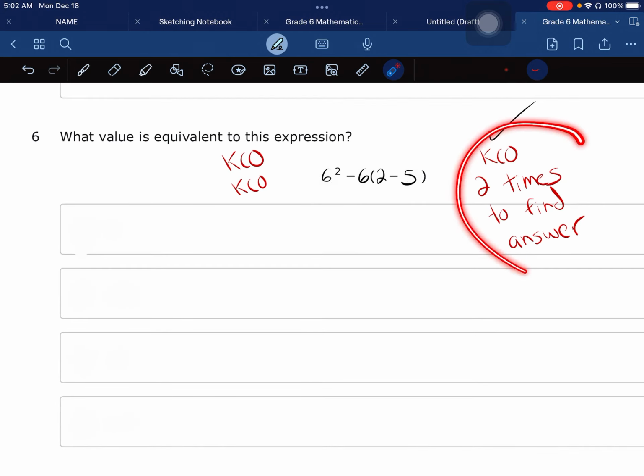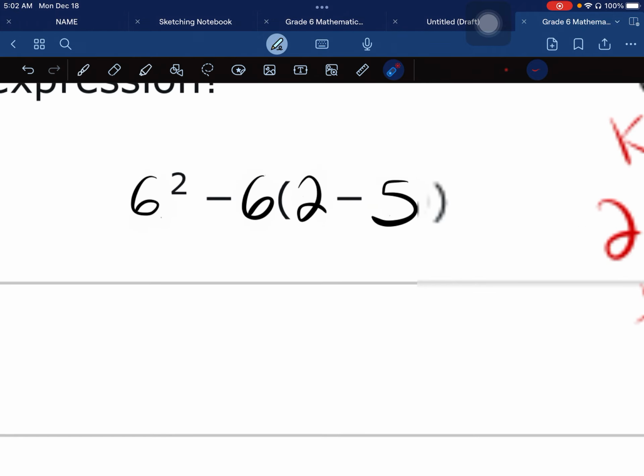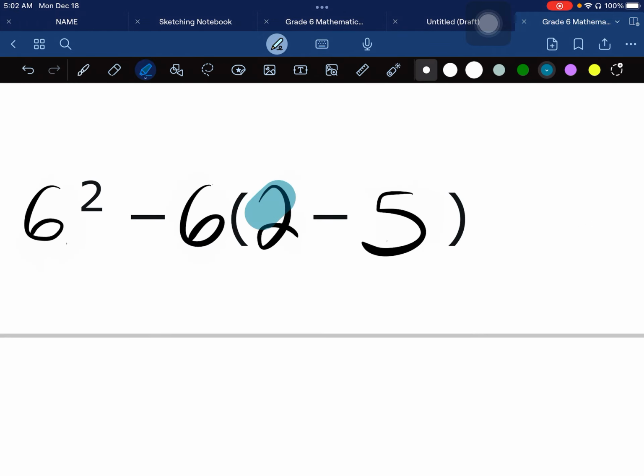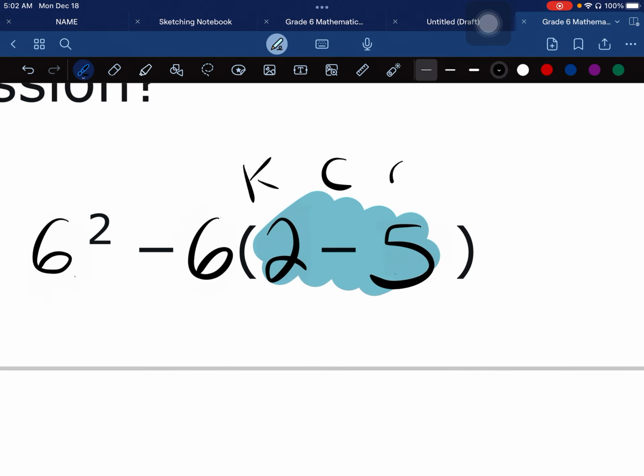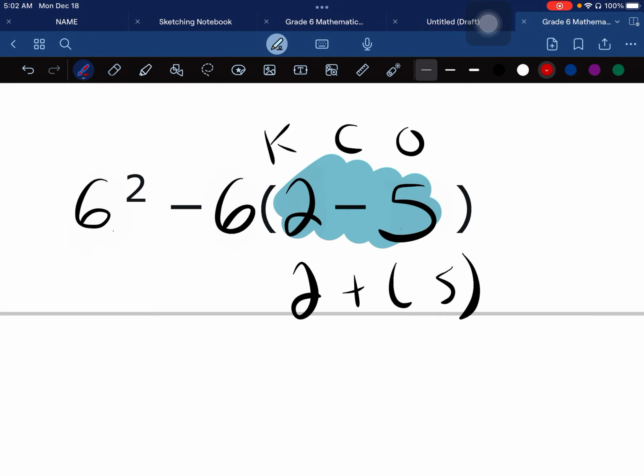Para este, chicos, you're going to do KCO 2 times to find the answer. If you did not do it 2 times, chicos, you did it wrong. Primero va a ser esta, which is 2 minus 5, KCO. So 2 plus negative 5. Same sign or different signs? Different signs, what do? So 5 minus 2, 3, and the 5 is bigger. Now I bring everything else down.